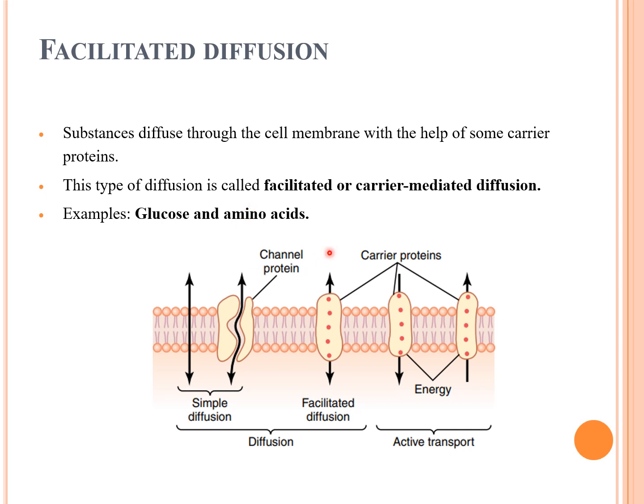And the examples of substances we have for simple diffusion. Why? There is one more type of transport mechanism.